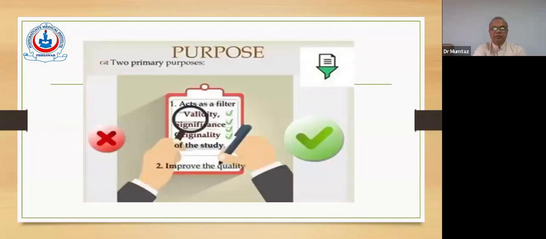Why? The purpose is twofold. Number one, to identify the mistakes, and number two, to improve the quality. Identification of mistakes is not for the purpose of criticism. No, this is constructive feedback to improve the quality of the manuscript.